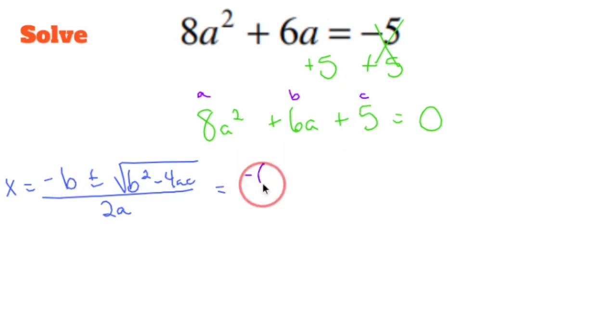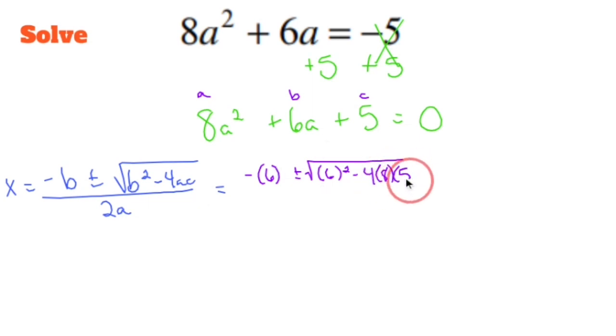Negative b is going to be negative 6, plus or minus square root. b squared is going to be 6 squared minus 4. a is going to be 8. c is going to be 5. Scooch that over a little bit. Let's put it all over 2 times a, which is 2 times 8.